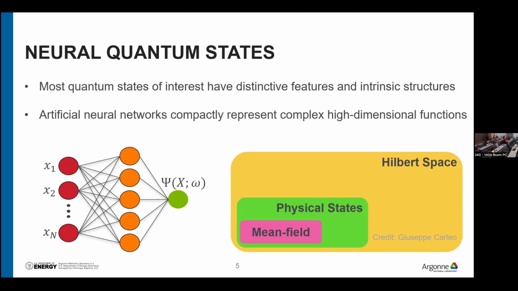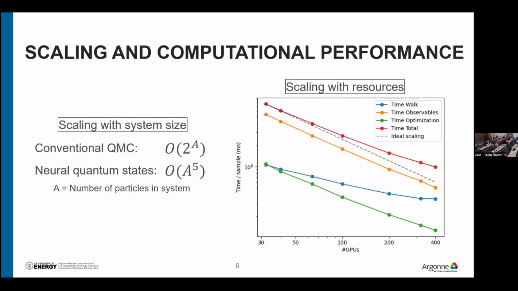So these neural quantum states are really just some architecture of neural networks that takes in the positions and spins of the particles in our system and outputs what we interpret as the wave function of the system. To get to one of the most interesting parts first, the scaling of conventional methods that I'd be comparing to is some exponential with the system size. Whereas for neural quantum states, in the worst case, we have something like A to the fifth. Realistically, that's something like A squared or A to the third in practice.